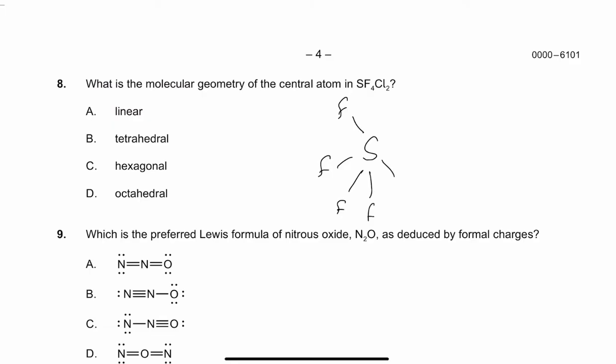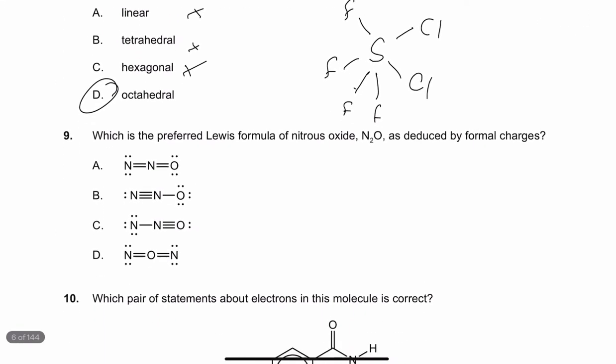Remember, S can have an expanded octet. That's why we're able to do this with Cl2. This works. You can see there's 1, 2, 3, 4, 5, 6 electron domains. So we know it's not linear, not tetrahedral, not hexagonal, which is not even a thing. It's octahedral. There we go.